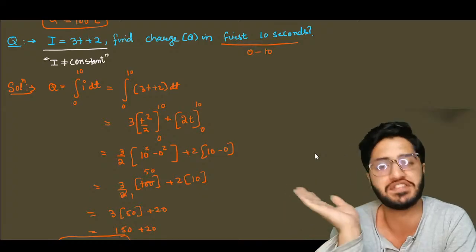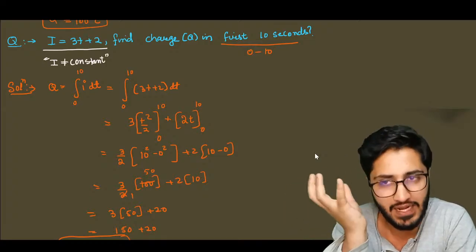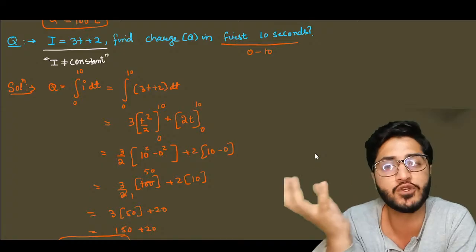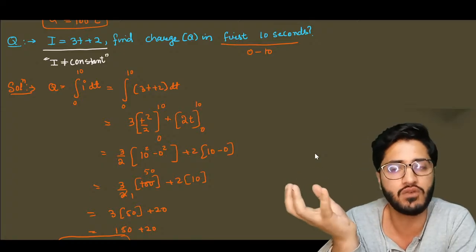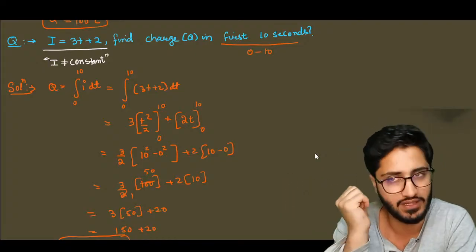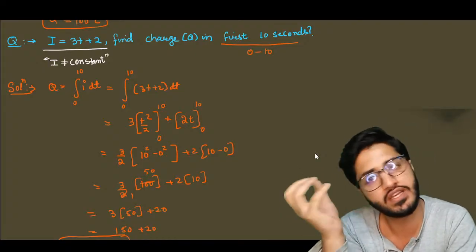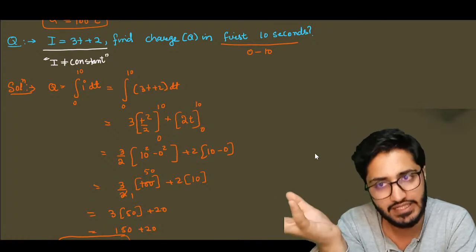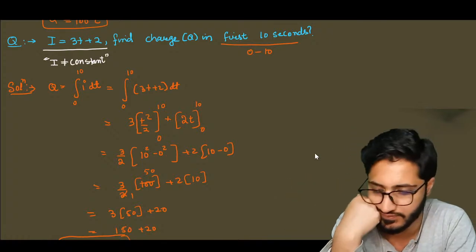Based on the parameters which will be given to us in a numerical, we have to manipulate the equation as per the requirement of the question only. Current is constant, so we can use the previous one. Current is variable, so we can use this one.